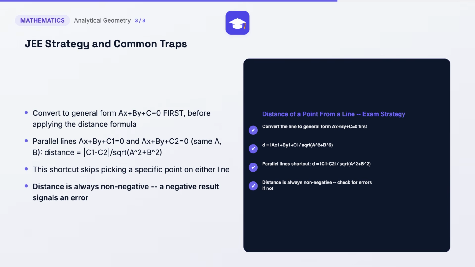Also remember that the distance formula's absolute value means d is always non-negative. A computed negative distance immediately signals a calculation error somewhere.